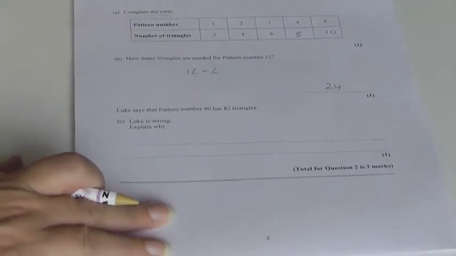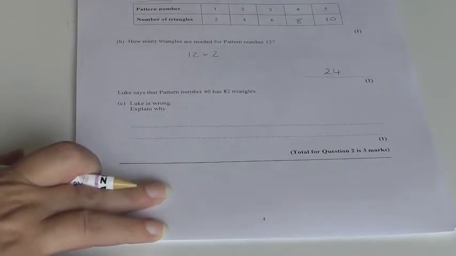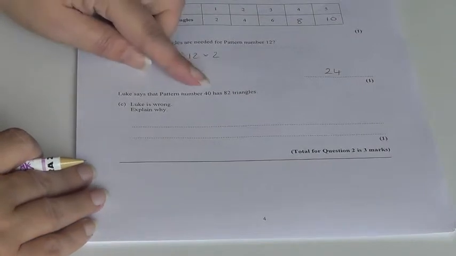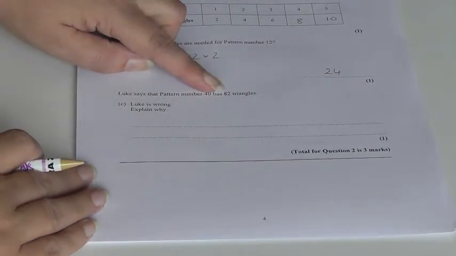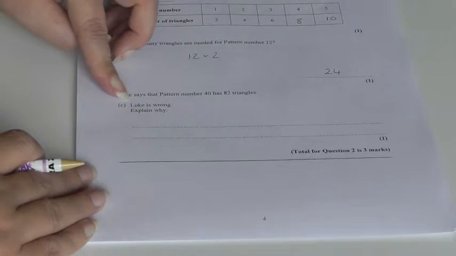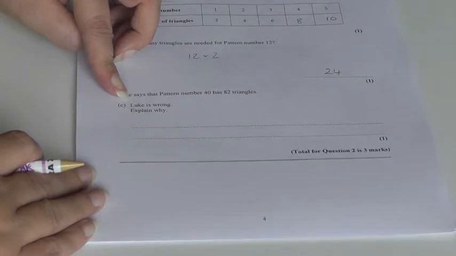For the final part of the question, it says that Luke says that pattern number 40 has 82 triangles. And it tells you that Luke is wrong. If the exam paper tells you he's wrong, he's wrong. So don't ever say, no, he's right. So we've got to explain why.